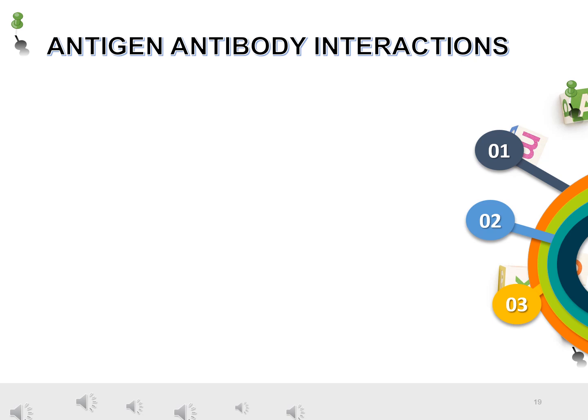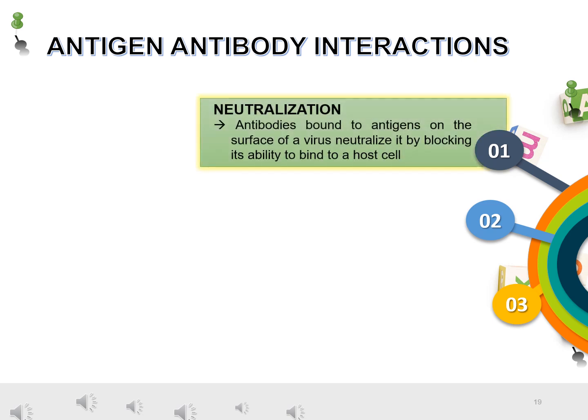Antigen-antibody interaction. There are three antigen-antibody interactions, which are neutralization, opsonization, and activation of complement system and pore formation. Neutralization. Neutralization is when antibody bound to antigens on the surface of a virus neutralizes it by blocking its ability to bind to a host cell. This occurs when the antibody binds to the virus surface protein or bacterial toxin, making them incapable of attaching to a host cell, thus harmless.